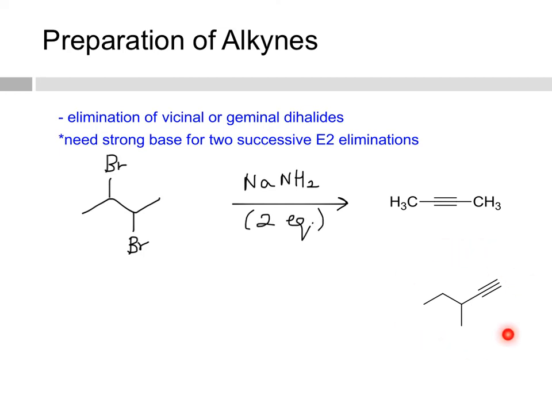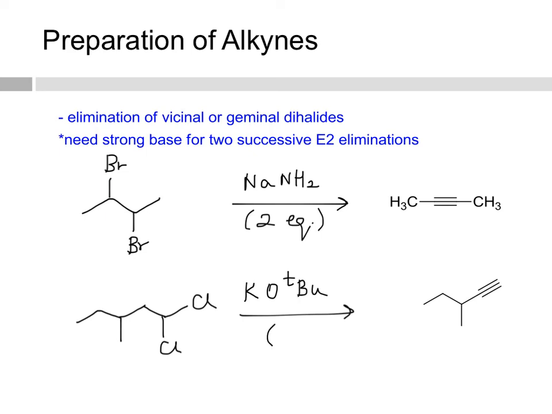Now let's try this compound. We need a terminal alkyne, so our substrate is going to have a dihalide, so this time we're choosing chloride. If we eliminate these 2 hydrogens from here, we should end up with a terminal alkyne. We can choose another strong base, for example, potassium tert-butoxide, and we can use it in excess to carry out both E2 eliminations.